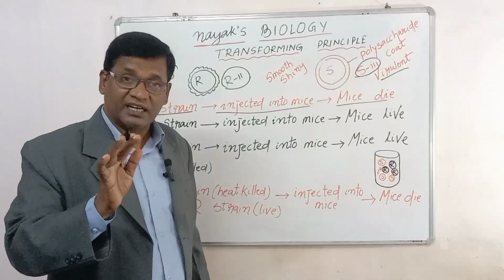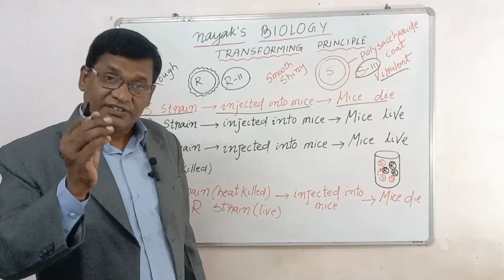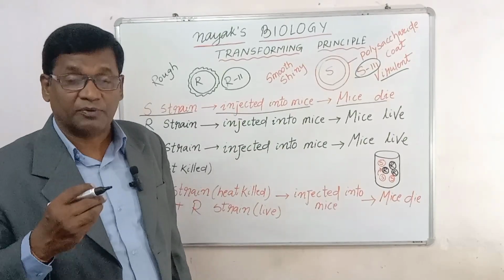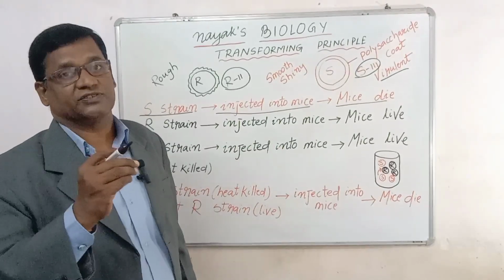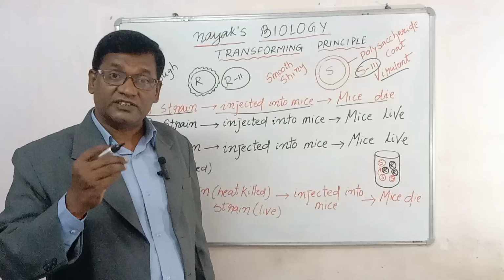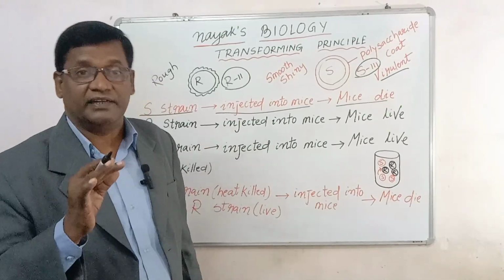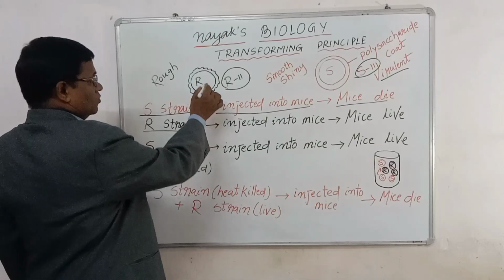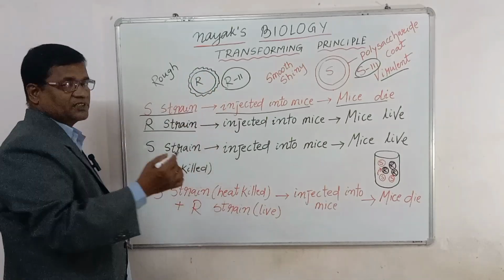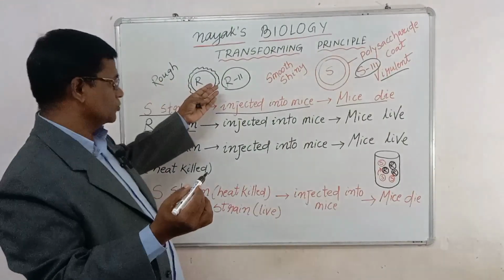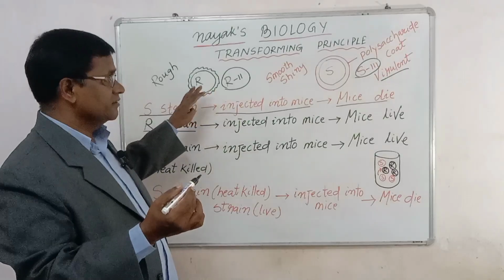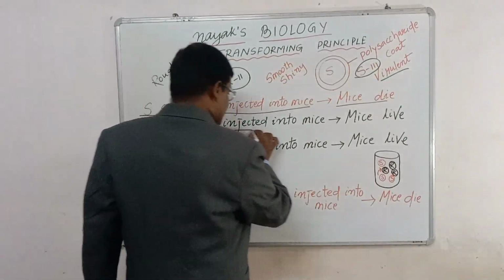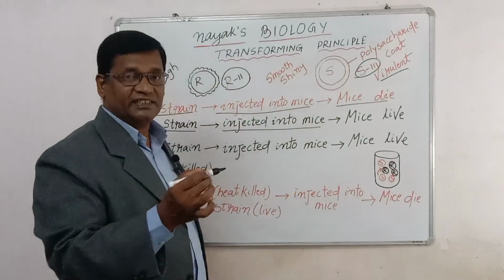In our case also, not all bacteria are harmful or cause diseases. Some become harmful, but most of the bacteria present in our body are very friendly with us. Without those bacteria, our digestive system would totally fail. Like that, here also, the R strain has a rough surface, that's why it is the R strain. We can also call it R2, and it doesn't have the capsule. And when it is injected into the mice, what happened? The mice lived.